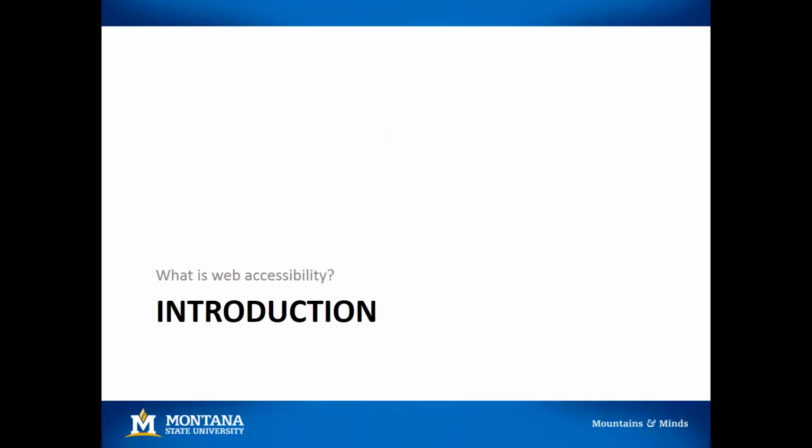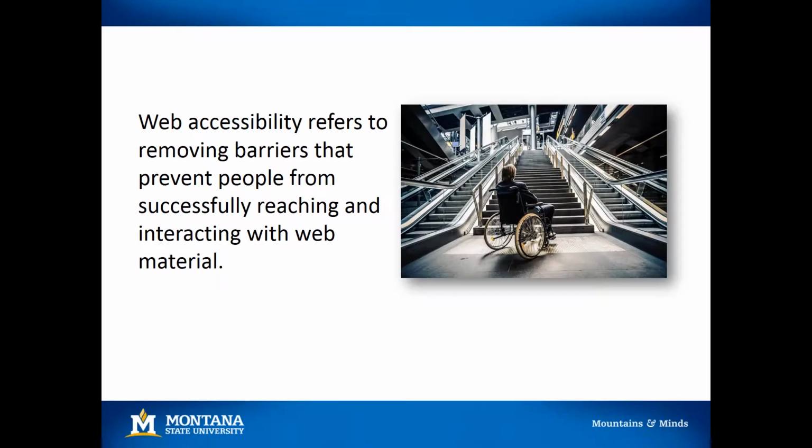What is web accessibility? Web accessibility refers to removing barriers that prevent people from successfully reaching and interacting with web material. Over here on the right, we have a different example of accessibility. We have an individual in a wheelchair staring up at a second floor that they cannot reach due to the fact that there are no ramps. They are probably very aware that they are in a wheelchair, and they are probably very frustrated.